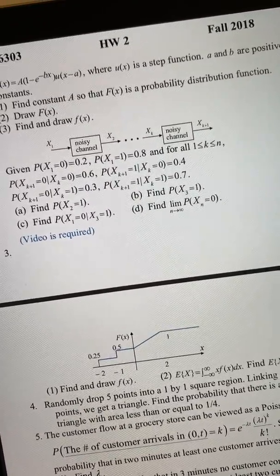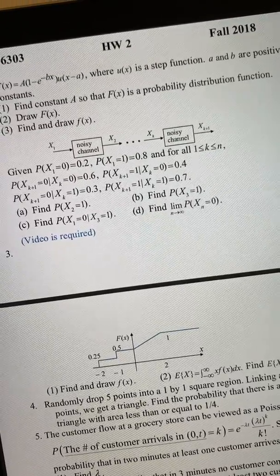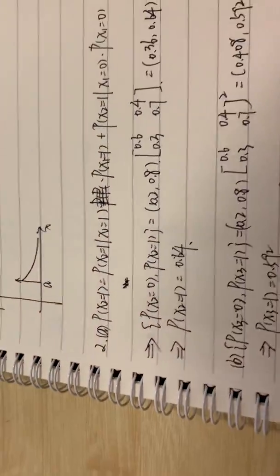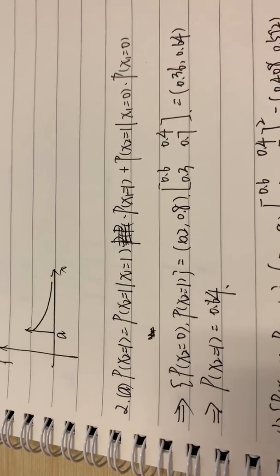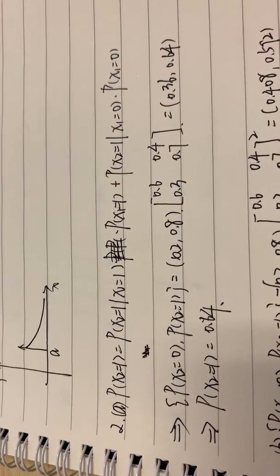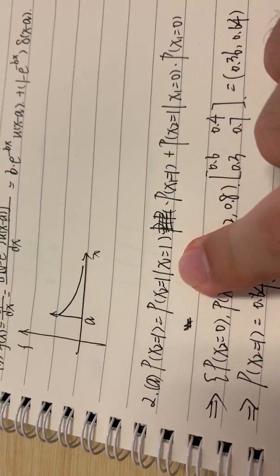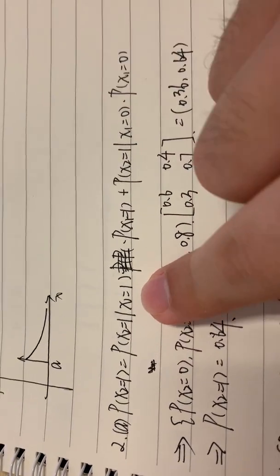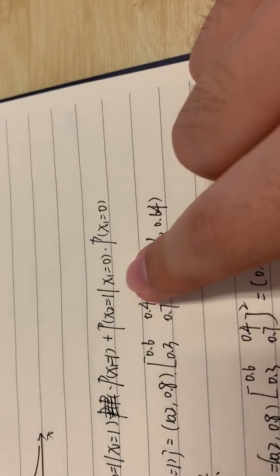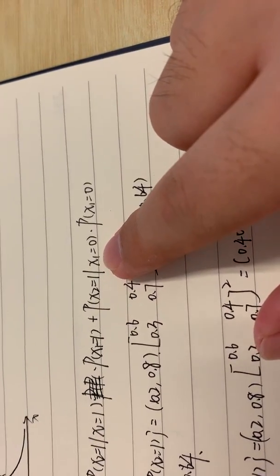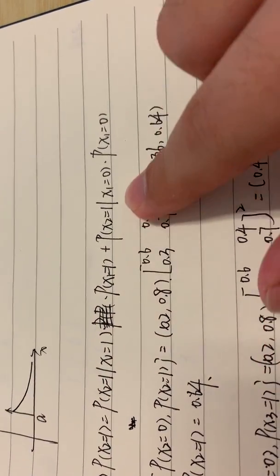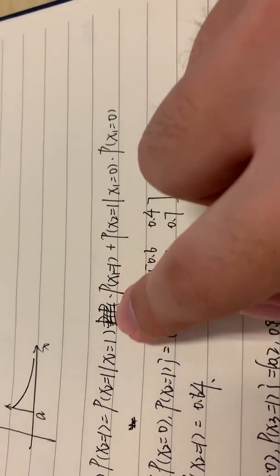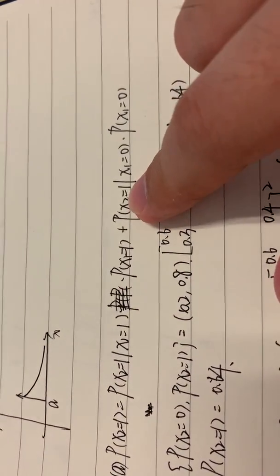Okay, let's come to this first question. Find P(x2 equals 1). This is the solution. We know that the probability that x2 equals 1 has two possibilities. The first is x2 equals 1 where x1 equals 1, and the second is x2 equals 1 where x1 equals 0. So there are two conditional probabilities, and each of them is exclusive.